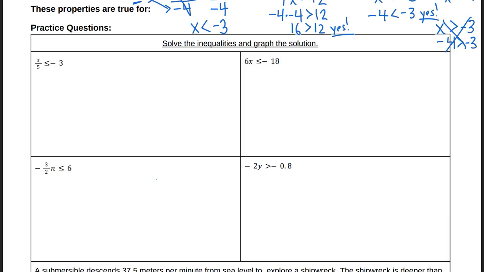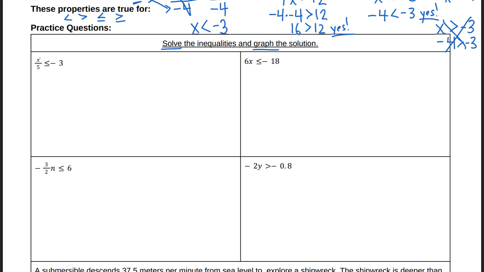Okay. So finishing out your notes, these properties are true for all of the inequality symbols, okay? So whether you're doing less than, greater than, less than or equal to, or greater than or equal to. So let's do a couple of these practice questions where it wants us to solve and then it also wants to graph the solution on a number line. So here we have x divided by 5 is less than or equal to negative 3.